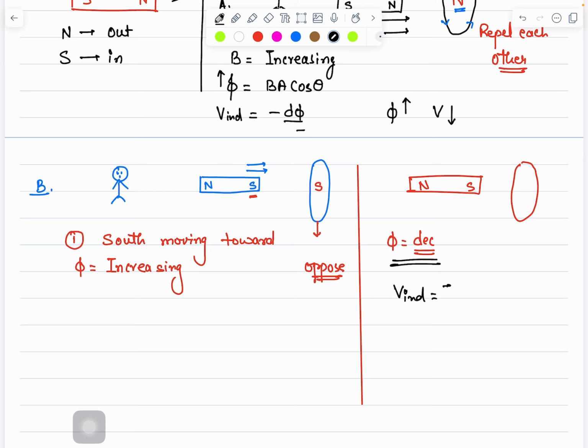V induced increases. Increase means in the same direction. Same direction means attract. It will attract him. So attract means south, here should be the north. Okay, now just apply the SCAN. You have N, so the result should be anti-clockwise. Yes. Okay, apply the SCAN here. So here is south, so it should be clockwise. Do you understand?